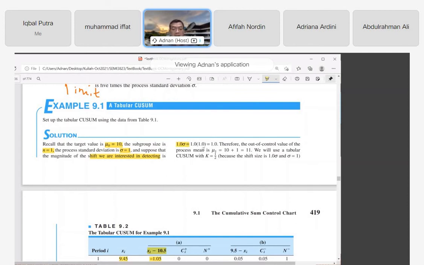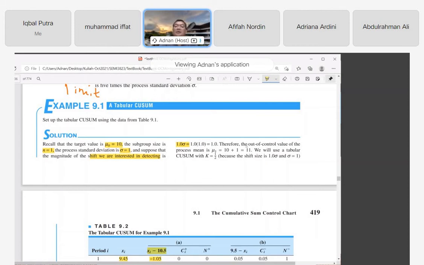Because in CUSUM we can decide what sensitivity you want. You want to detect 1 sigma or 2 sigma. Of course, it should be not more than 3 sigma, because there is no point of using CUSUM. CUSUM can detect small shifts, so I recommend that you try to detect maybe 1.5 and below. Okay, because that is where the power of CUSUM is able to detect small shifts. If you want to detect 3 sigma or 2 sigma, just use the normal control chart, the X-bar chart.